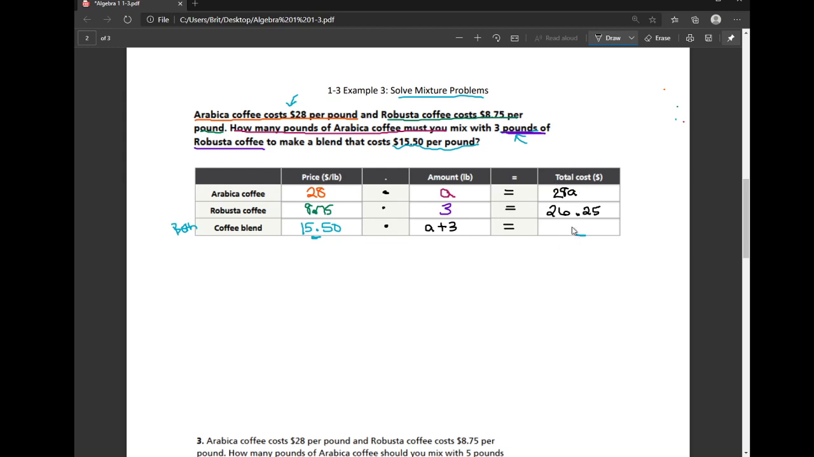The same thing comes down here with my total. I'll have some total amount on the Arabica plus some total amount that I spend on the Robusta, which I know, and that'll get me my total cost. So here we are.